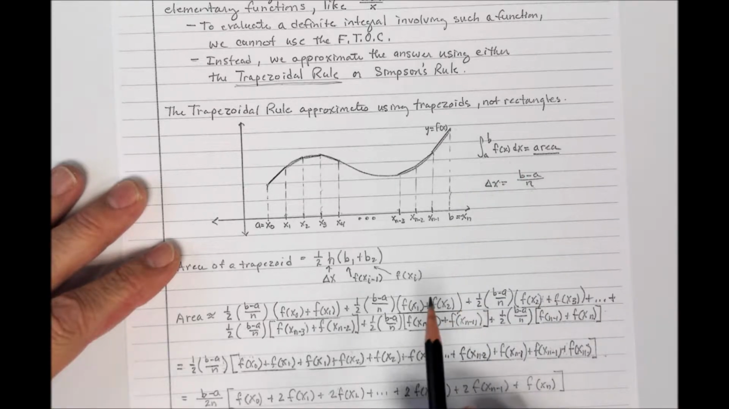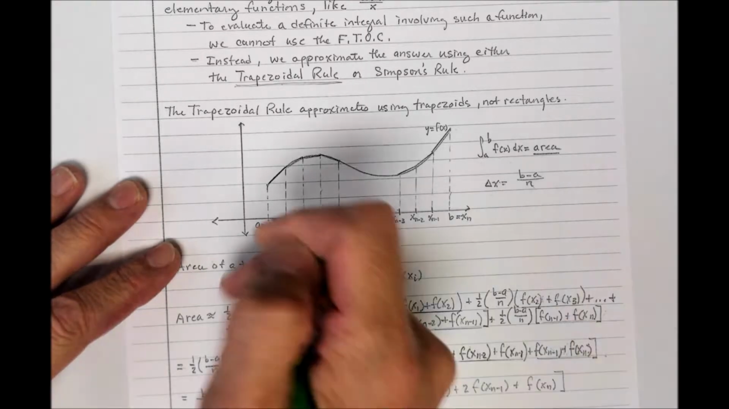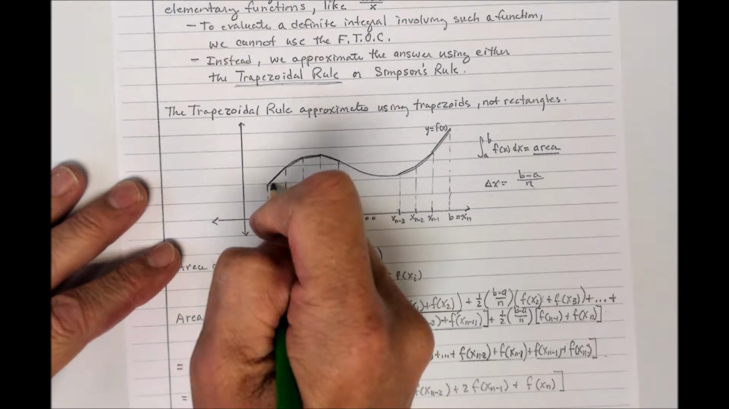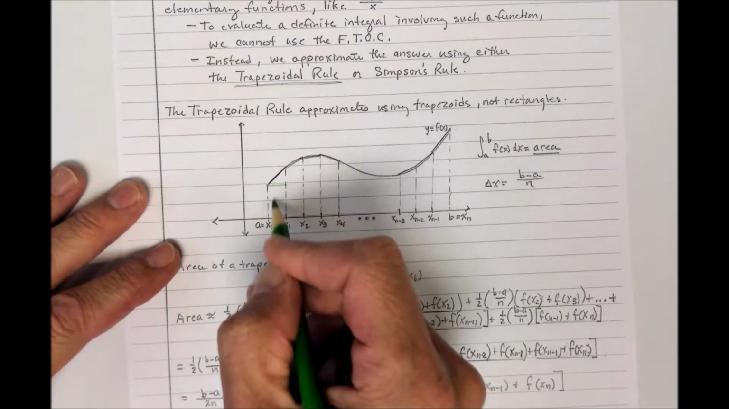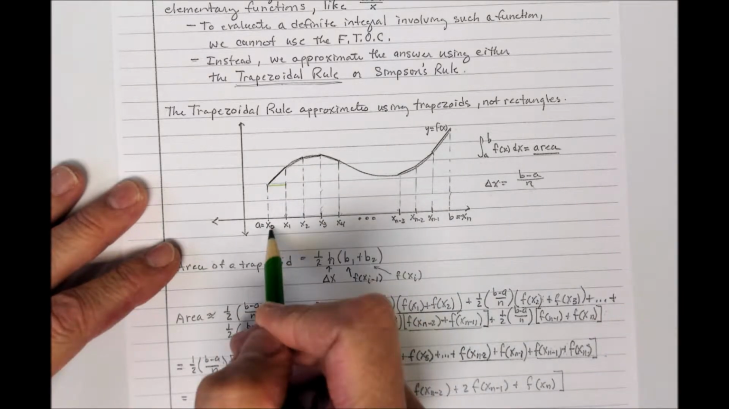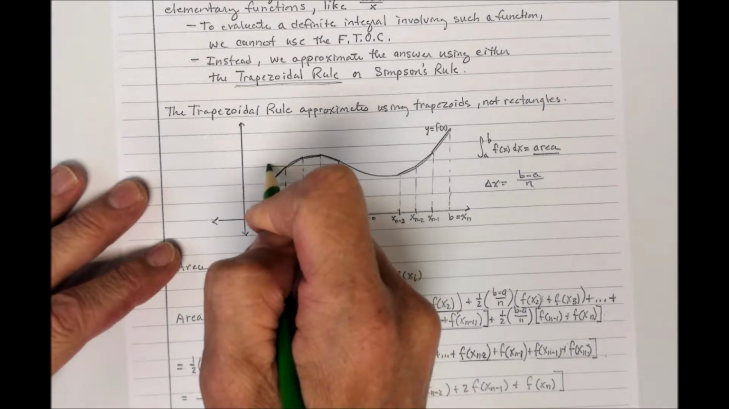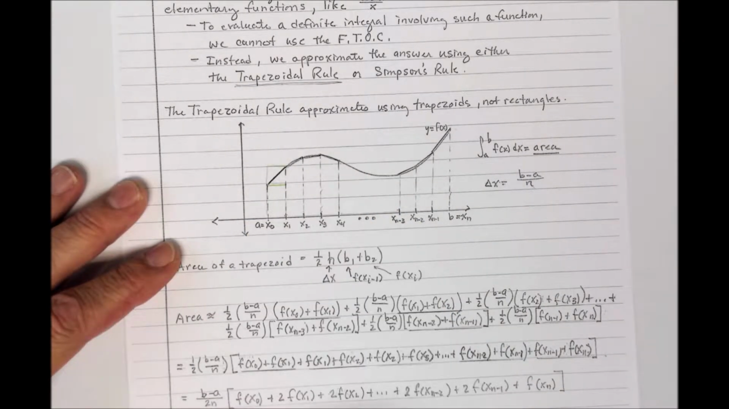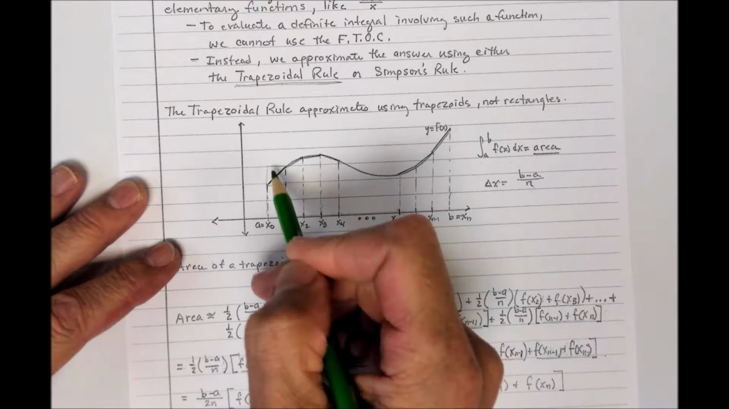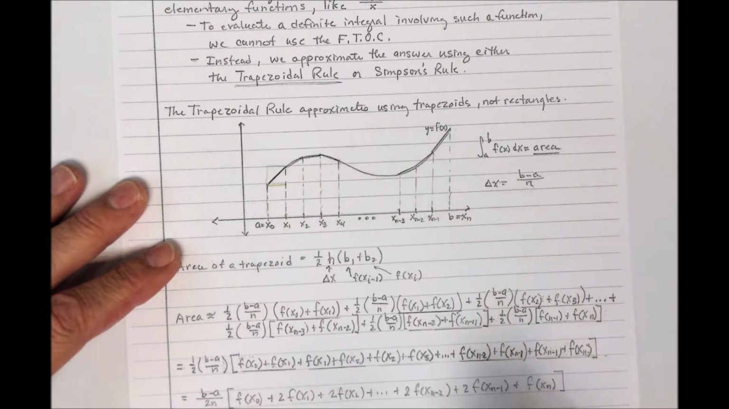So instead of using inscribed or circumscribed rectangles, now look at the very first one. If I used an inscribed rectangle, look how the area differs from the area under the curve, from x sub 0 to x sub 1. If I used a circumscribed rectangle, look at the difference here again. It's a pretty good amount that would be in error. This would be an over approximation, this would be an under approximation.